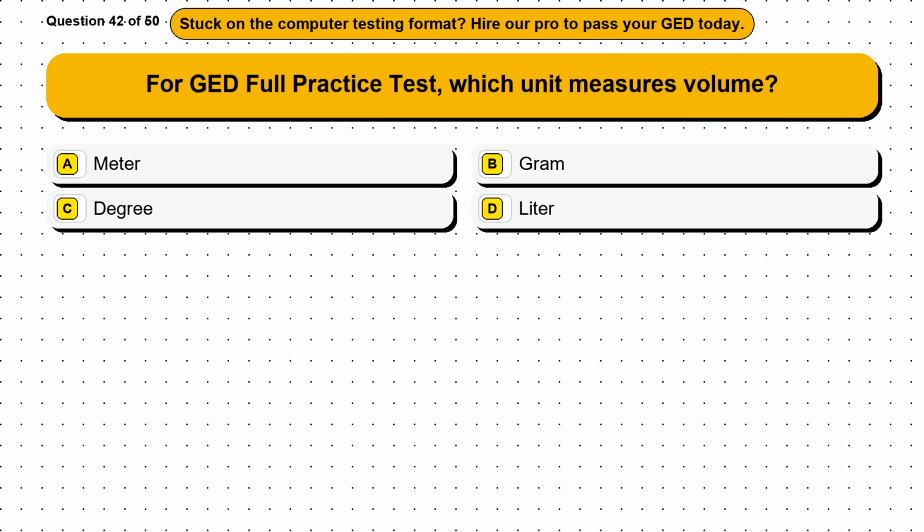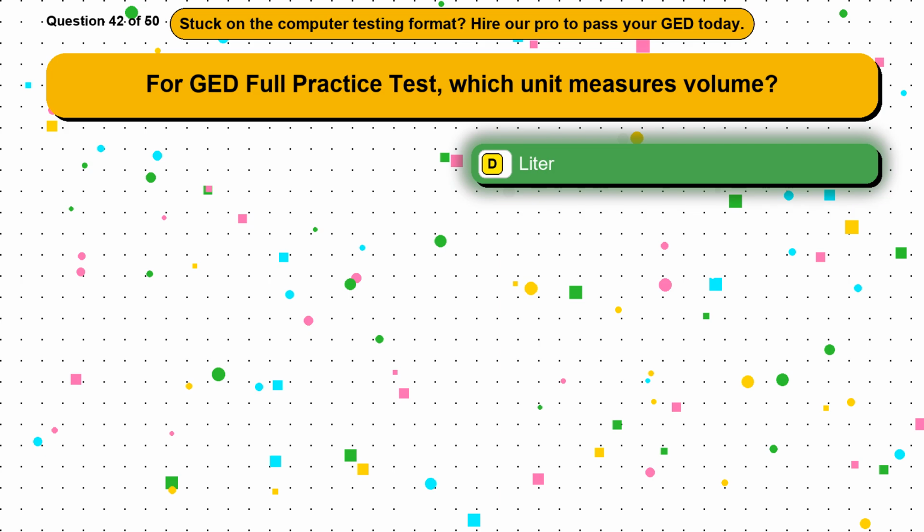Question 42. For GED Full Practice Test, which unit measures volume? Option A, meter. Option B, gram. Option C, degree. Option D, liter. The correct answer is option D.